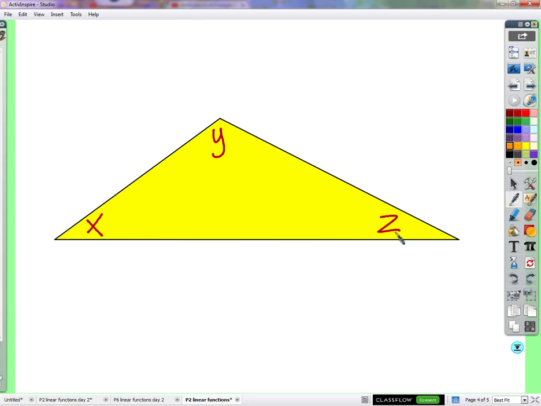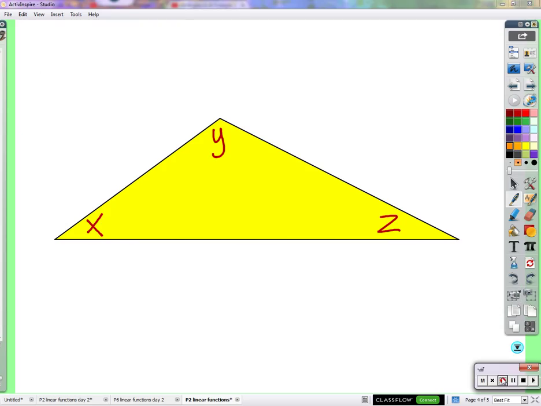So show me that using algebra, meaning use these letters in an equation with math symbols, and show me what Hallie just said. When you put them all together, you get 180 degrees. Show me that. Write an equation that tells me exactly what you just said. Write it, hurry.